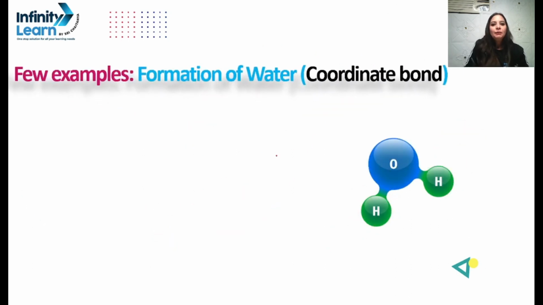Okay, another example, water. Now let me tell you something about coordinate bond. See, whenever a bond is formed, we have seen that one loses and another gains. And in the covalent one, you saw that both of them were sharing equally. But what about coordinate bond? Coordinate bond is always formed between two combining species, in which one has an extra electron.